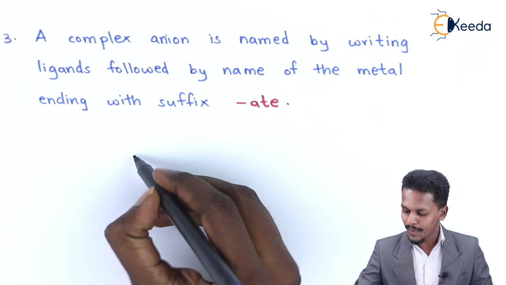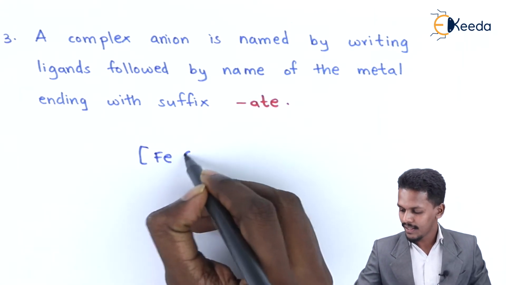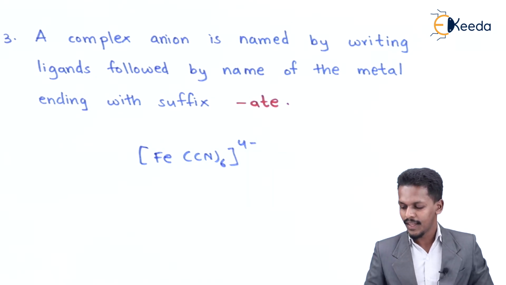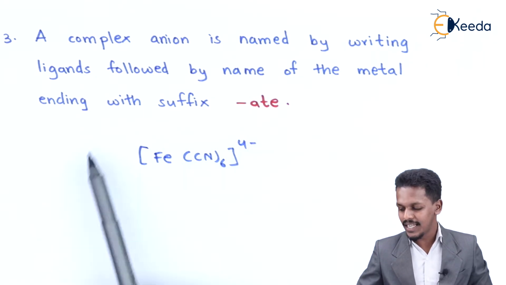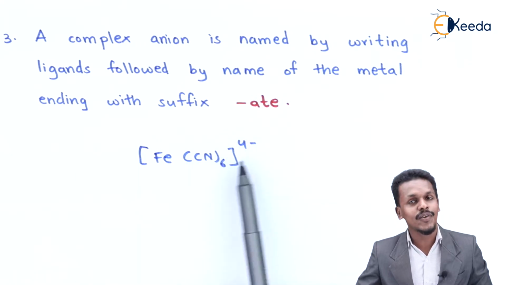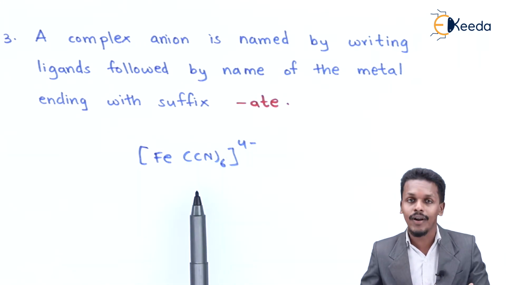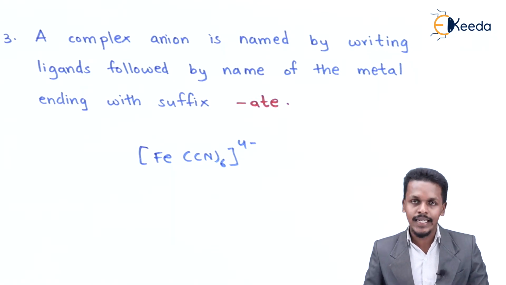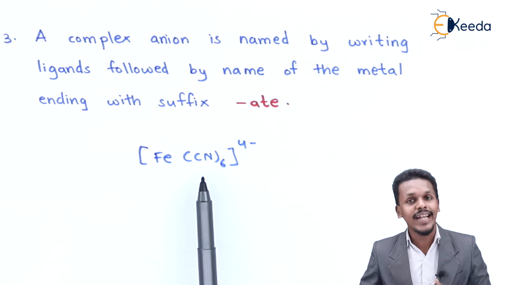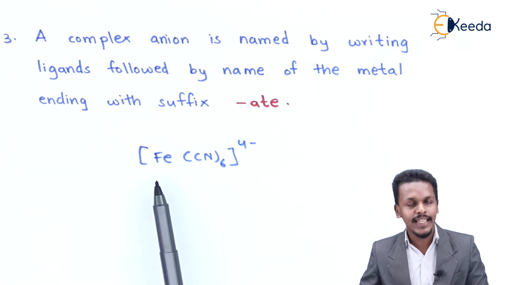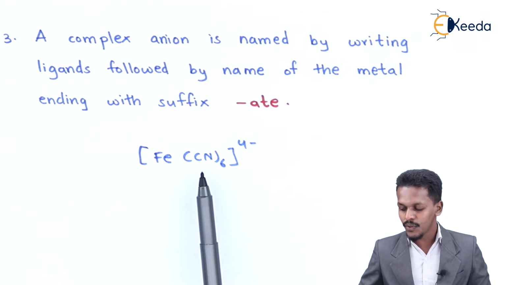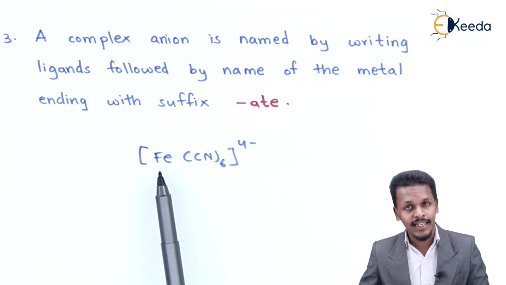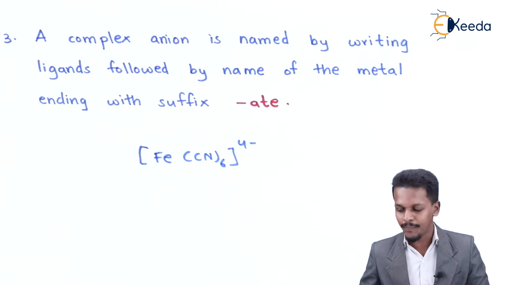For that we have a complex, [Fe(CN)6]4−. This is the complex that we have, and here we can see that the complex has a charge of 4 minus, which makes it a complex anion. For the naming, as we have already discussed, we have to provide the name of the ligand first, followed by the name of the metal ion. So in that case we get to know that cyanide is acting as a ligand, and the metal ion is nothing but Fe.